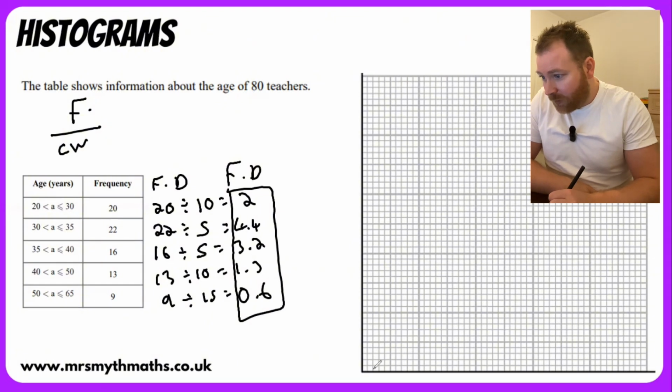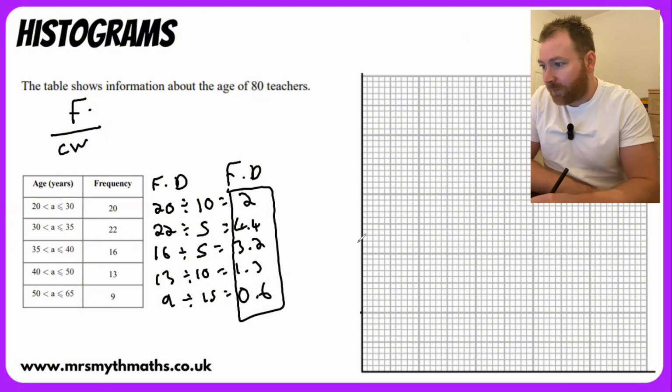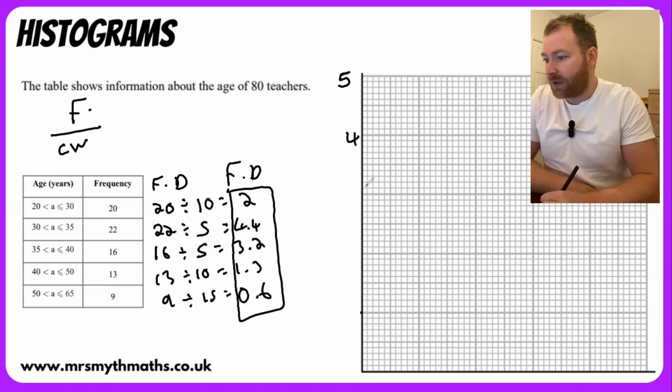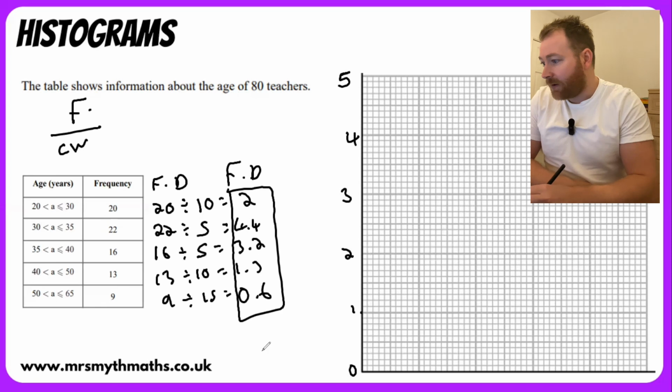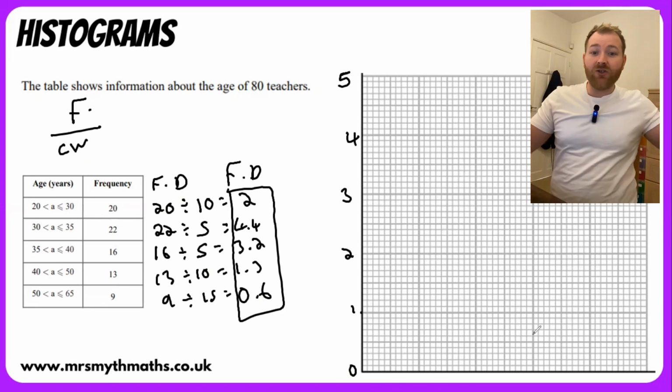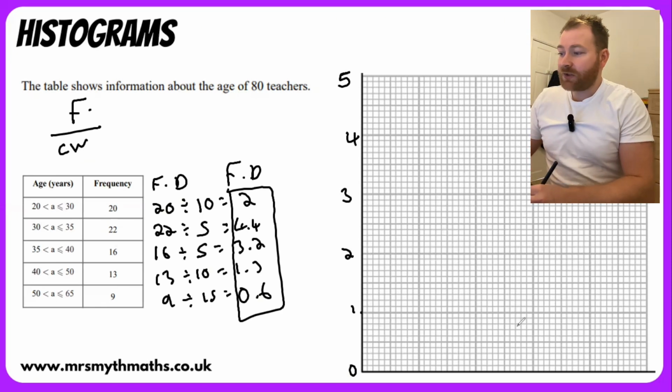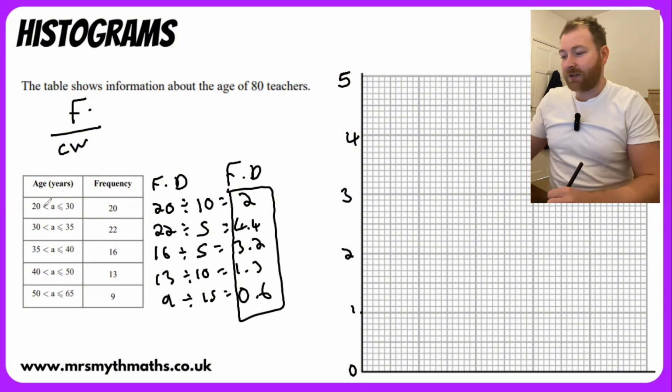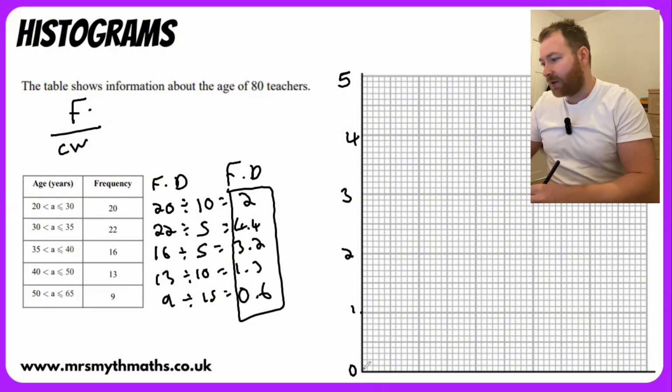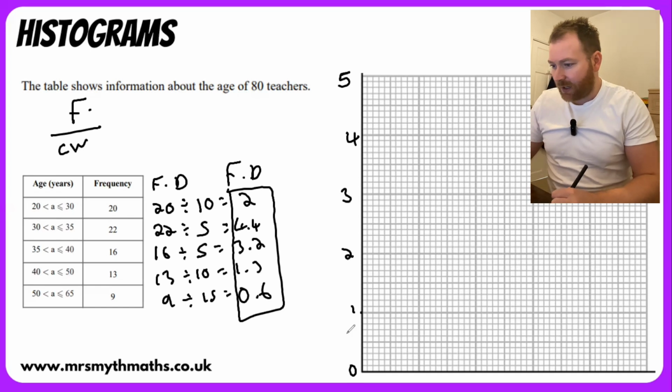So if we're going 1, 2, 3, 4, 5, I think going to 5 is reasonable, calling this 4, this 3, this 2, this 1, and this 0. But then along the bottom, we're going to plot the ages, the class widths. I'm going to start at 20. You can see that nothing goes past 20. We could start with this, but I'm not going to bother with that this time. It's going to go from 20 up to 65. So let's see how this would work.